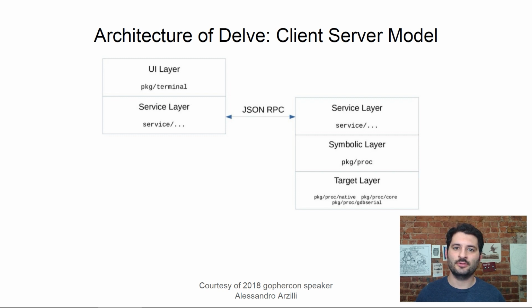His talk goes into full detail of the architecture, but the gist is that Delve contains a client representing the UI and its service layer, and then a server which maps the symbols of the program to memory addresses and manipulates execution of the program itself. This separation is what allows us to support running a debugger on, say, a different machine, be it a remote server or container, as well as connecting to different UIs.